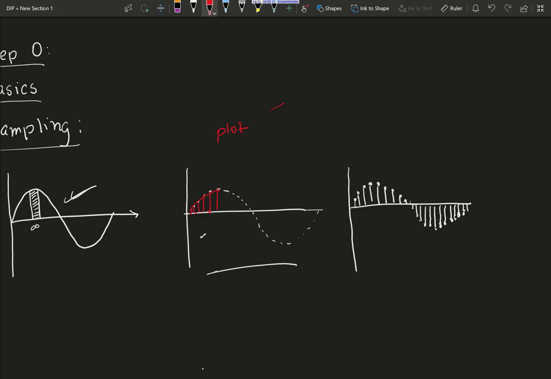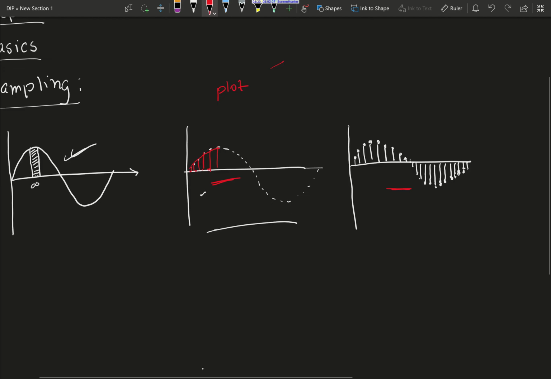This can also be denoted like this. Over here, this is not a regular plot function, this is a stem function. You should check the stem function out in MATLAB. In a stem plot, these points are not joined, they are just kept isolated. But this is what we call sampling.